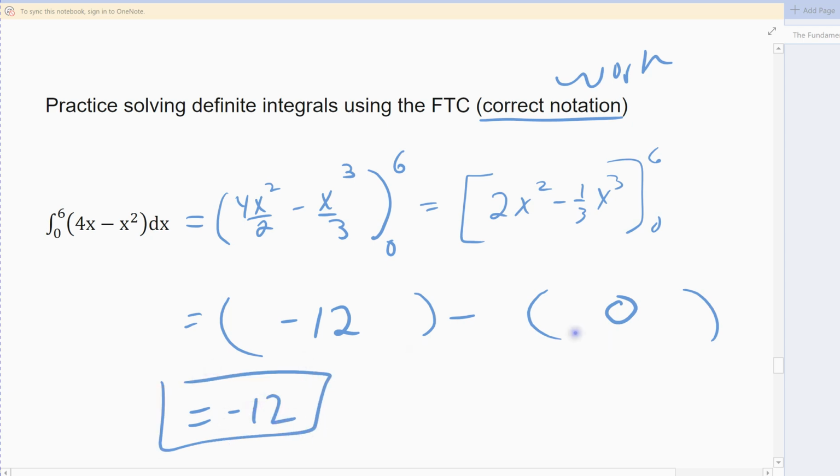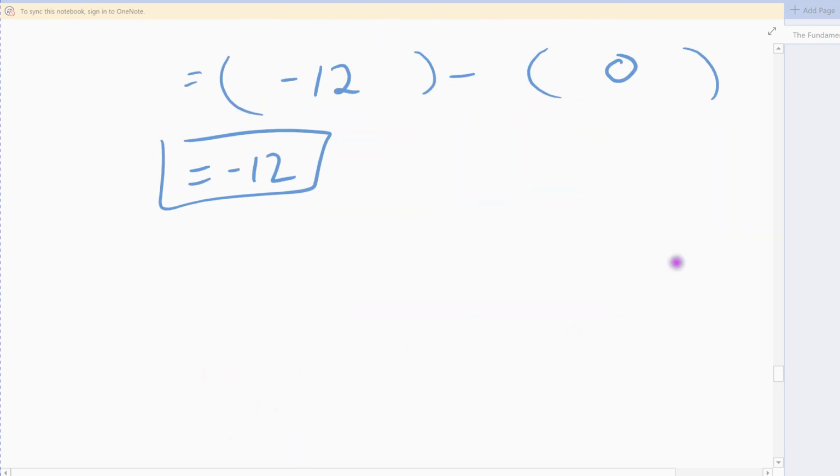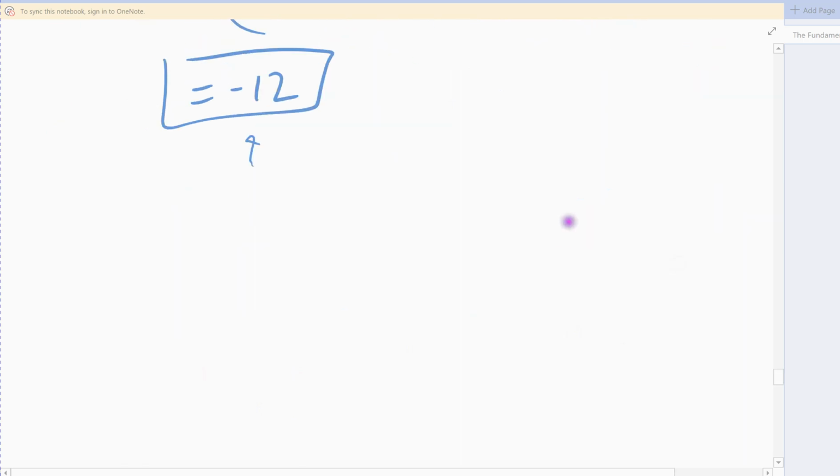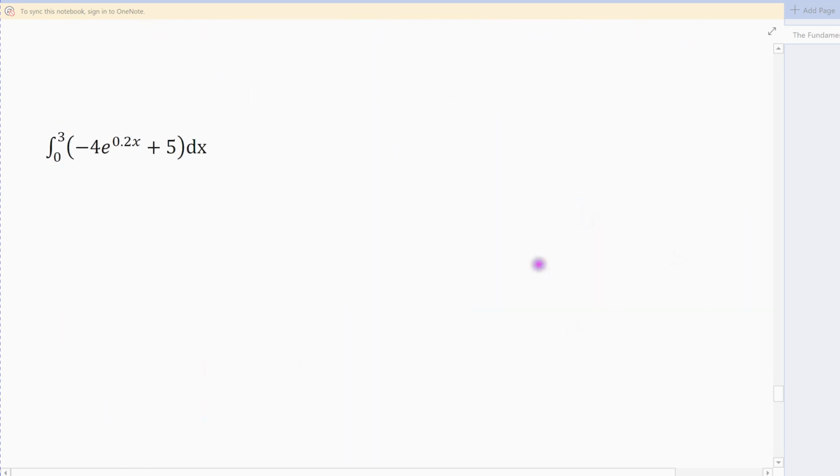But I want to see this, right? This is what I want to see because this is the fundamental theorem of calculus. Which means there's more negative area, right? Because it's a negative number that comes out.